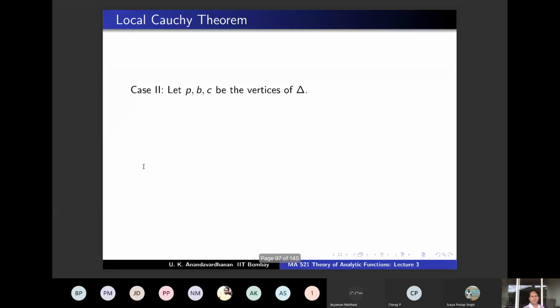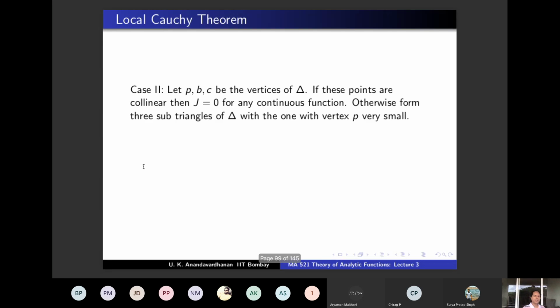So here what you do is, suppose the vertices of the triangle are P, B and C. P is a vertex, right? So take P and the other two vertices you name B and C. First of all, the triangle can be collinear also, that's a degenerate triangle, in which case it's obvious. For any continuous function J is 0 because of cancellation. So suppose it's a proper triangle, the non-degenerate case, not collinear.